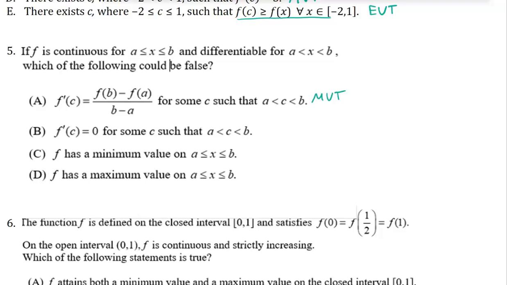Does f have to have a minimum? Yes, that's true by the extreme value theorem. Does it have to have a max? That's also true by the extreme value theorem. So the only one that could possibly be false is B.